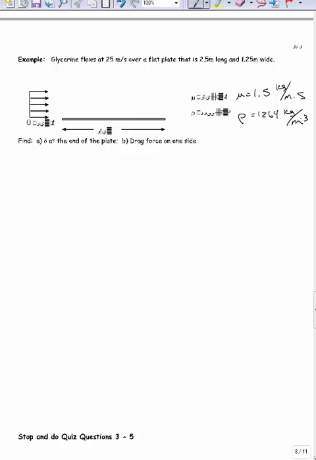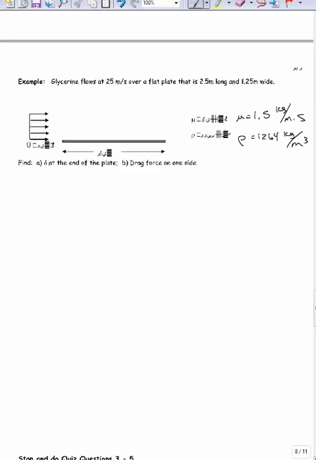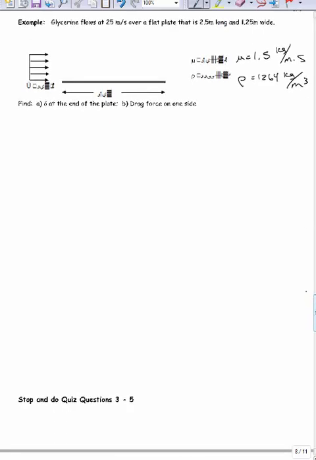Okay, so first we've got to find delta at the end of the plate. So at x equals L, or 2.5 meters. In order to do any of these problems, the first thing you want to do, if you can, is find Reynolds number, because you've got to decide if it's laminar or turbulent to decide which equations to use. Glycerin is probably going to be laminar, although that's really, really fast. So this is going to be a high force.